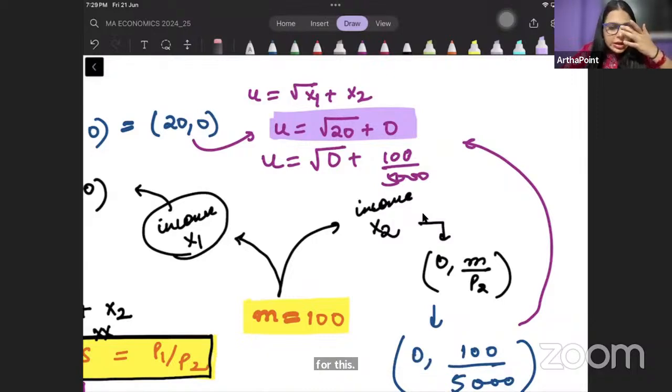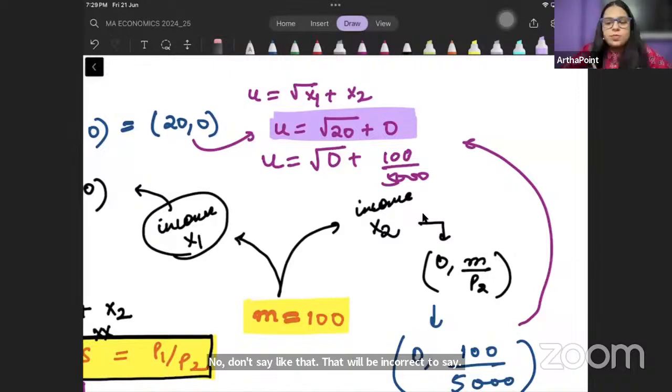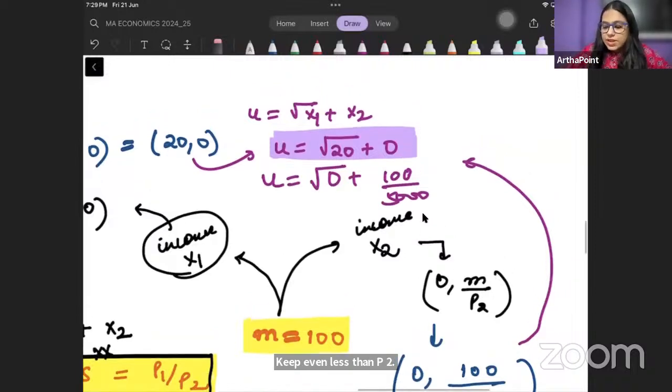No, don't say like that. That will be incorrect to say. Keep P1 less than P2, so all good one. No. I'll tell you the reason why.